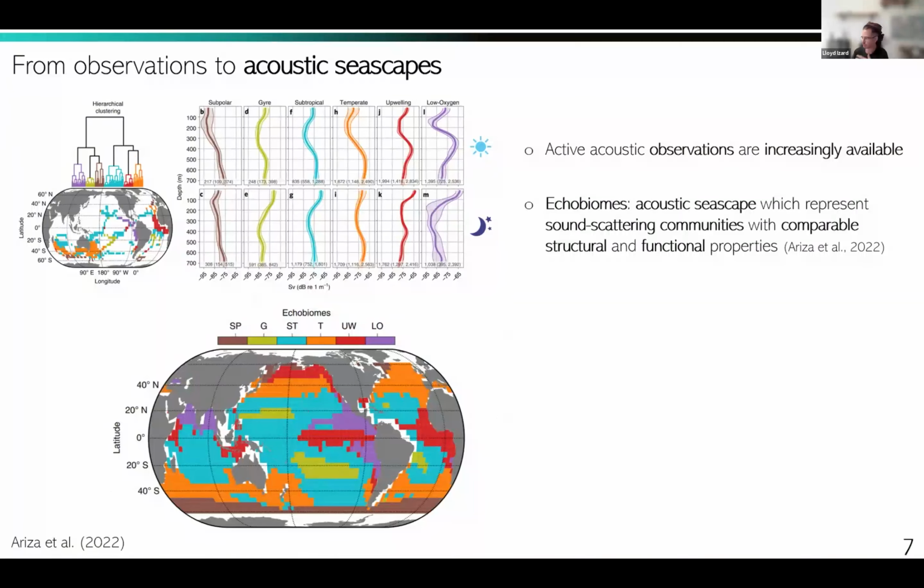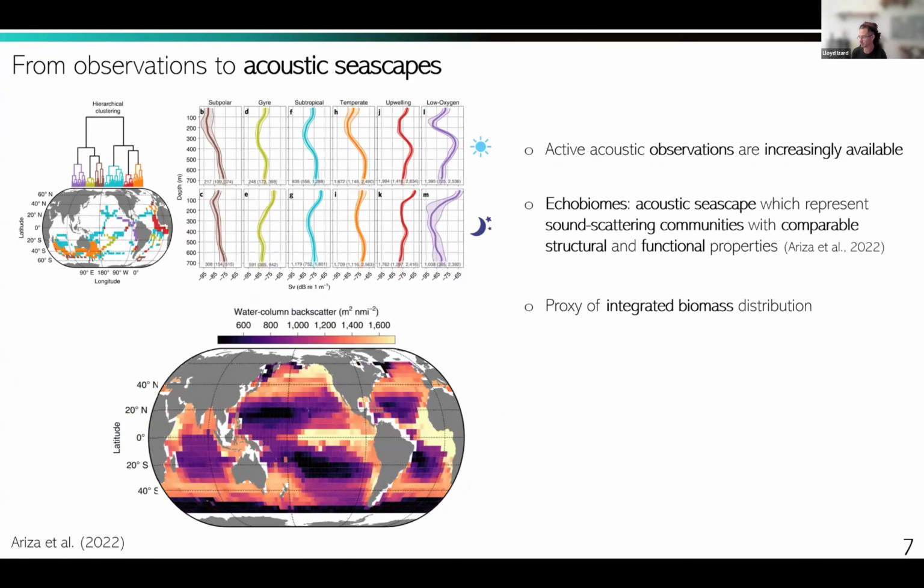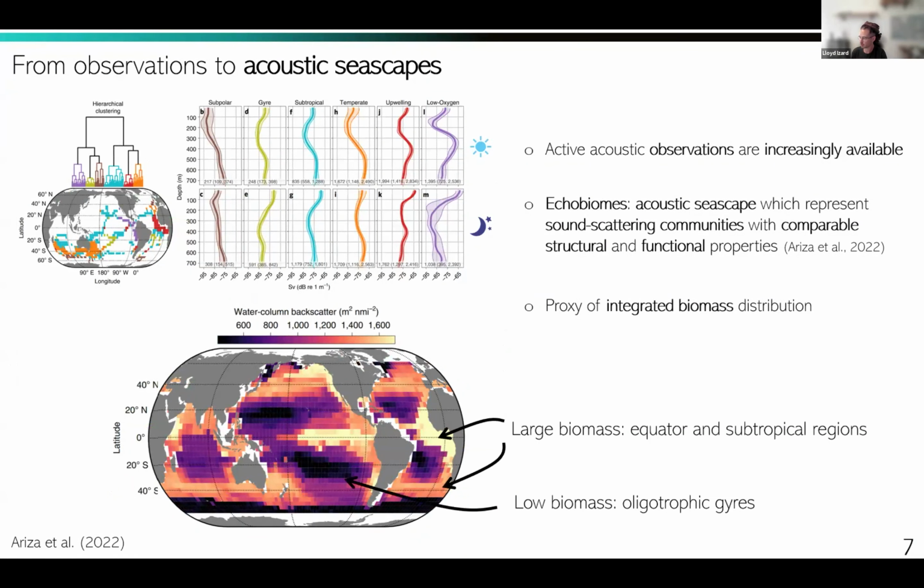From the signal also, from these regions, you can compute a proxy for integrated biomass distribution. You can see here that you have regions with large biomass at the equator and in subtropical regions, and other regions such as the oligotrophic gyres with low biomass.